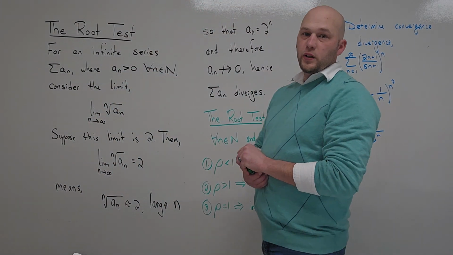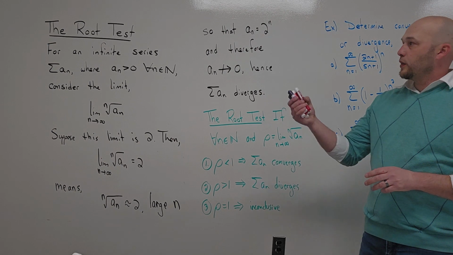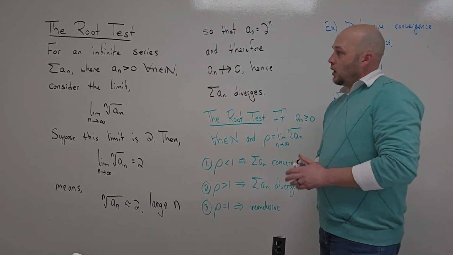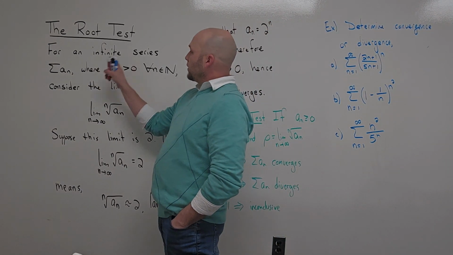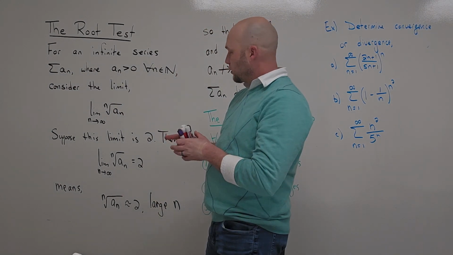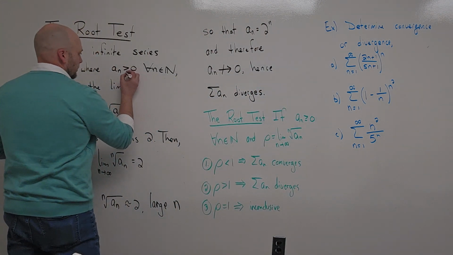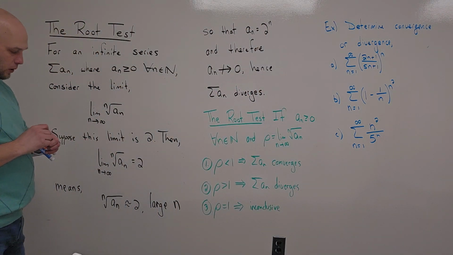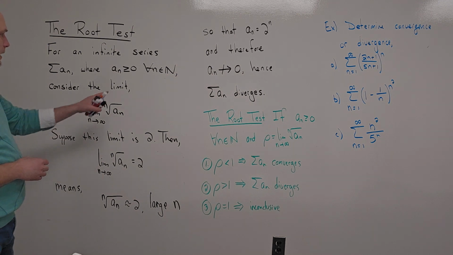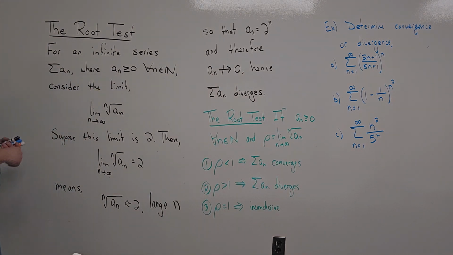Hi, I'm Professor Goins. In this video, I'm going to look at the convergence test called the root test. For an infinite series, the sum over an, where an is greater than 0 for every positive integer, we could say greater than or equal to 0, meaning that all the terms of the series are non-negative. Consider the following limit.